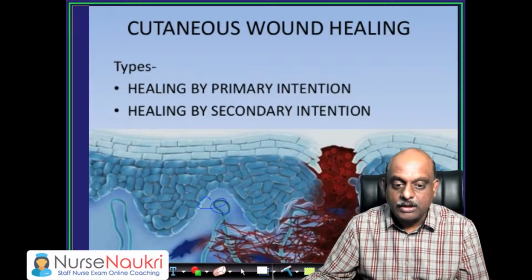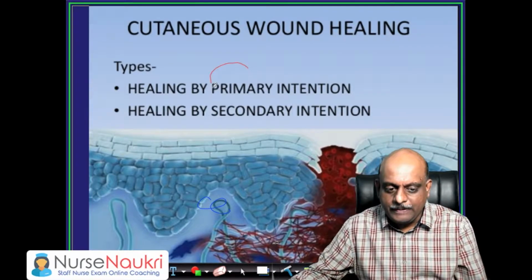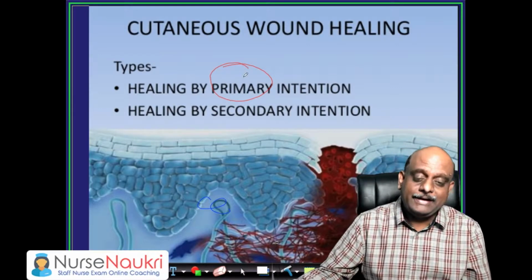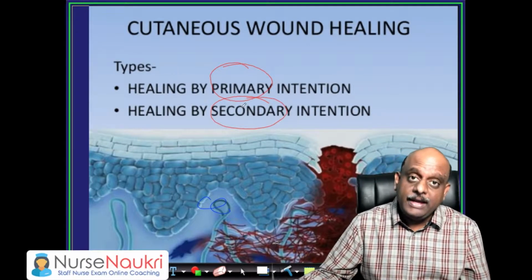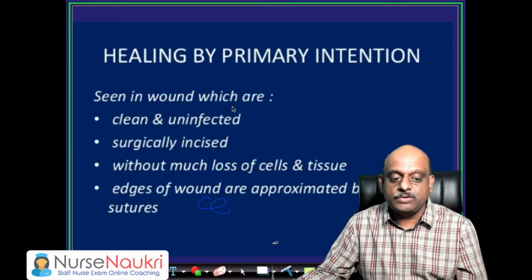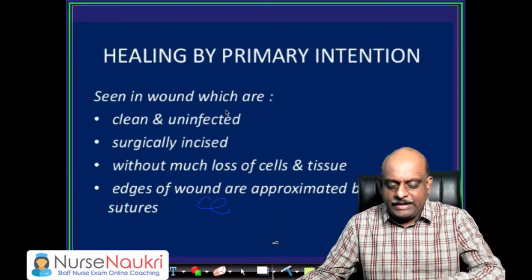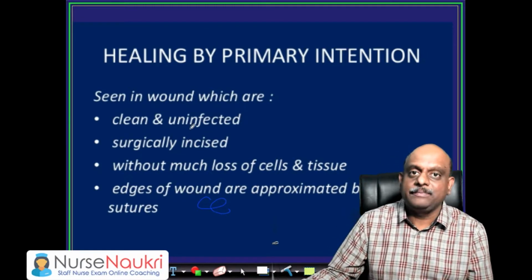So two types of healing occur in a wound. One is called healing by primary intention. Second is called healing by secondary intention, which you have to be very sure about. So healing by primary intention, इसका मतलब क्या होता है?